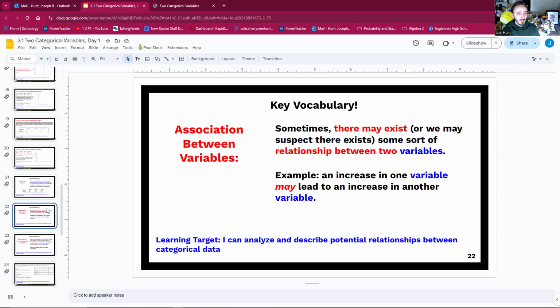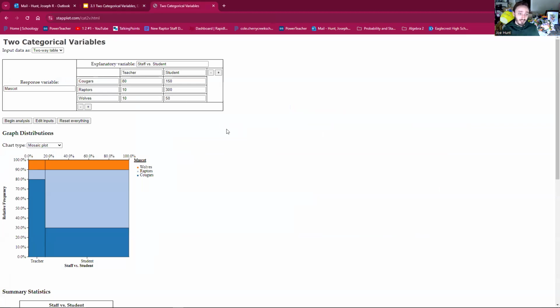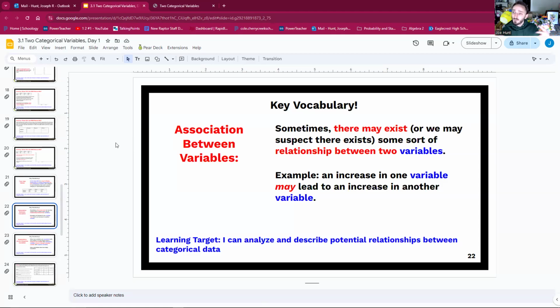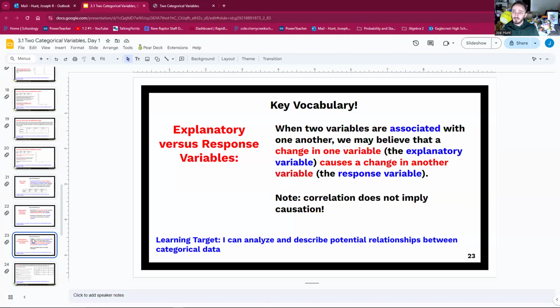Now, the other thing that we've been talking about is the association between variables. If we take a look at our data set, it seems that if you were a teacher, you were much more likely to vote for the Cougars than you were as a student. If you were a student, you were much more likely to vote for the Eagle Crest Raptors. So it appears that there is a relationship between your status as a student or a teacher and how you cast your vote. Now, when we talk about these possible relationships, the question we want to ask ourselves is: is one causing the other to happen?